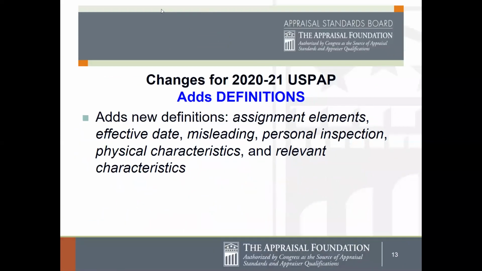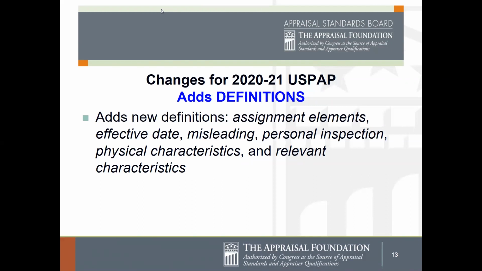Moving on to slide 13, we did add some terms. So newly defined terms include assignment elements, effective date, misleading, personal inspection, physical characteristics, and relevant characteristics. And again, these are terms about which we get feedback, modes that we'll talk about actually at the end of the webinar here.